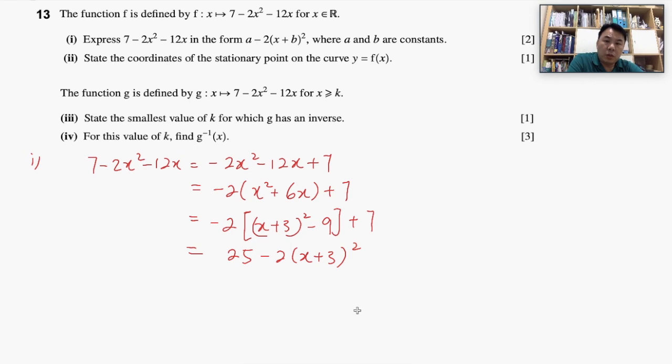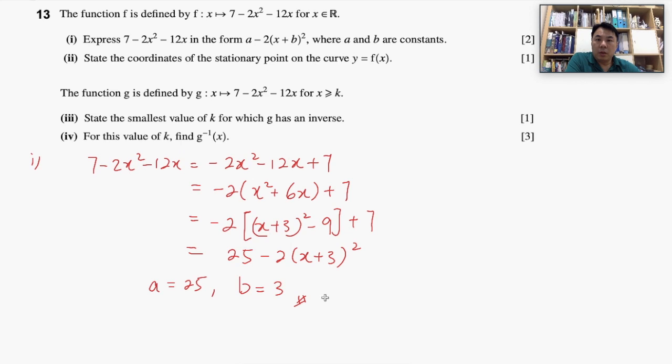Again, try to check one more time. So there's negative 2x squared, negative 12x, negative 2 times 9 is negative 18, negative 18 plus 25 would be 7. Yes, so that is correct. And then finally, all you need to do is just write down a is 25, b is 3, and then we are done, right?